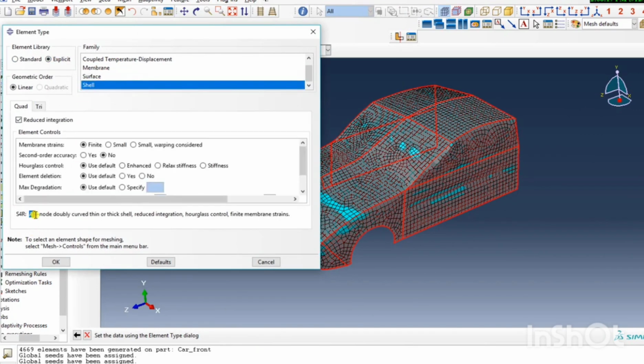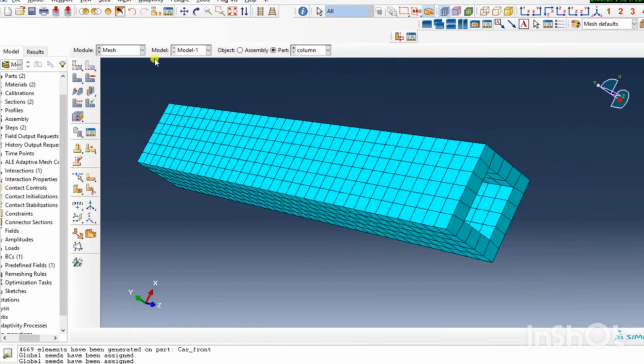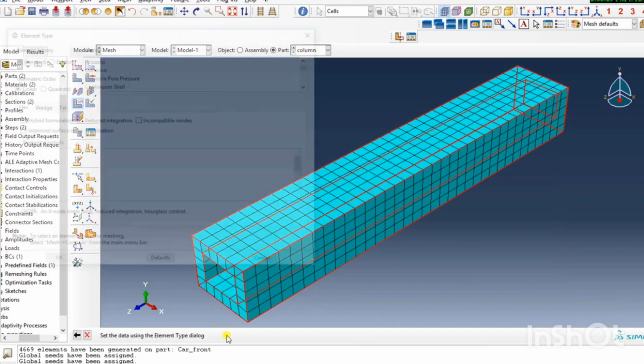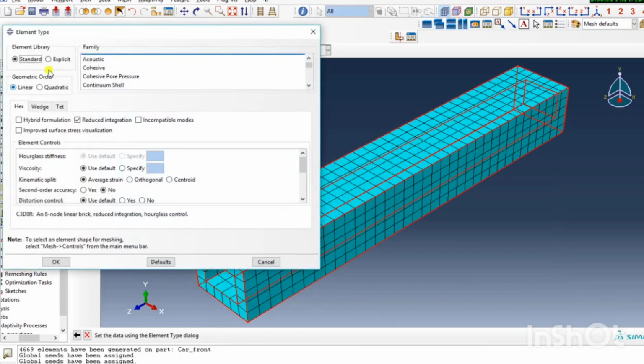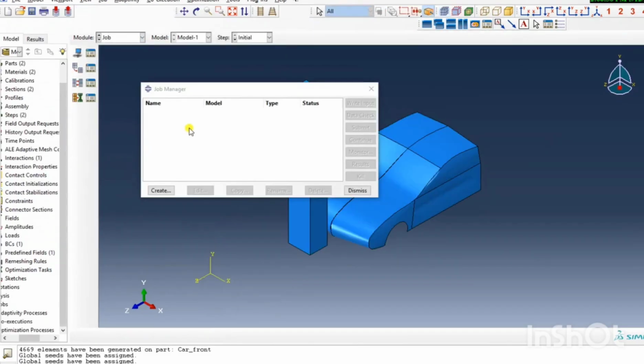Under the crash loading, the material undergoes significant plastic deformation, which plays a very critical role in dissipating kinetic energy. This energy is absorbed through a mechanism which is very essential for designing effective crumple zones that reduce the force transmitted to occupants.